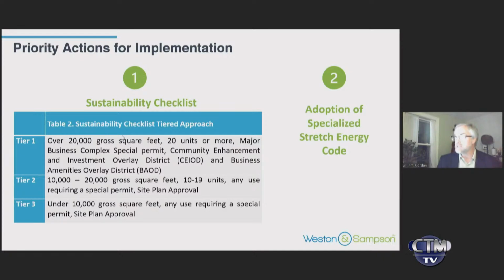The adoption of the specialized energy code. The specialized energy code is in the process of being developed, and we're anticipating that it will be published for adoption at the end of this year. That's the schedule that's been set up. So we are suggesting at this point that the town monitor the development of that stretch energy code, and once it becomes available, that would be when you would make the decision on whether to adopt it or not. Next slide.